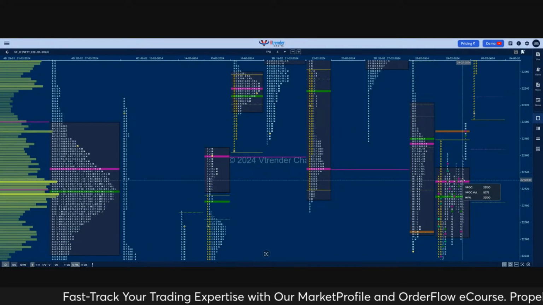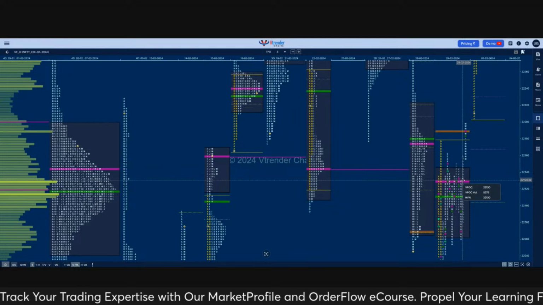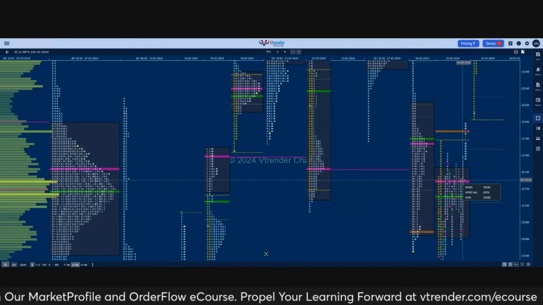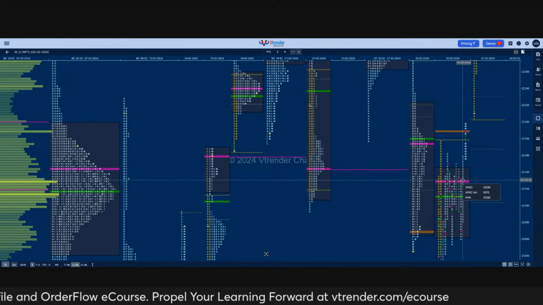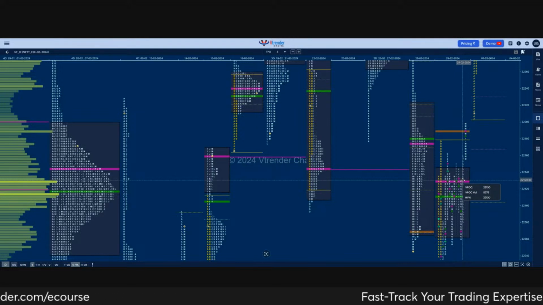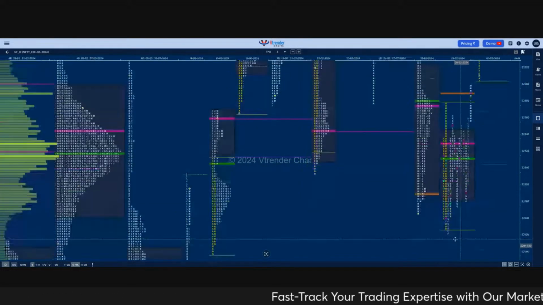And the 180R and the 280R objectives from that FA were at 22239 and 22456. So if you see, today's high was exactly 22456, which was the 280R. So this FA has met its objective.